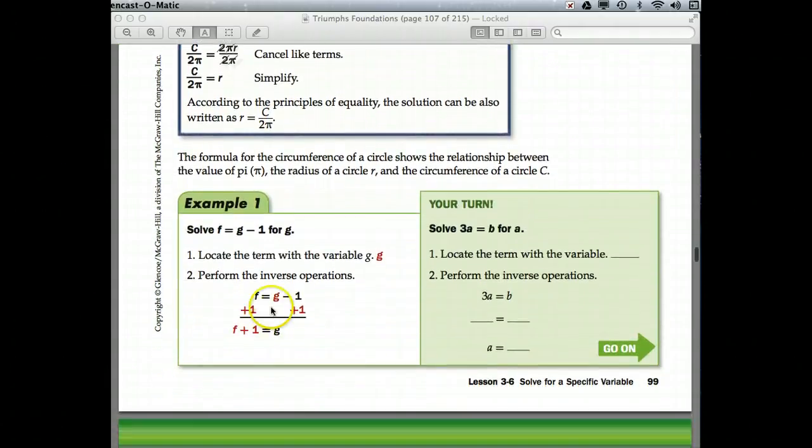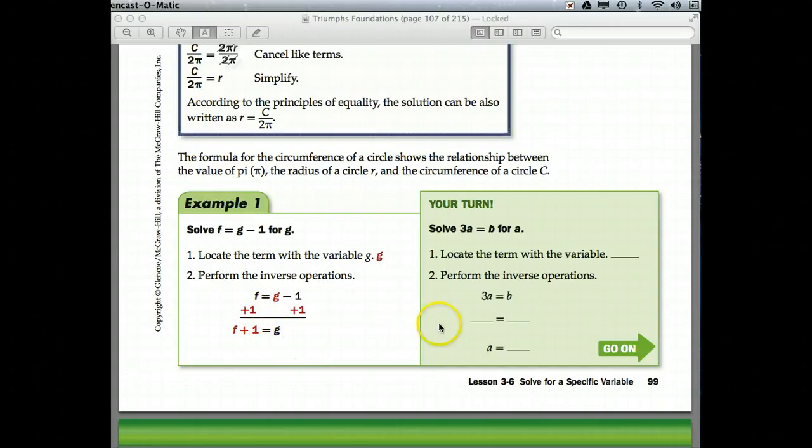Example 1. Solve f is equal to g minus 1 for g. Instead of saying f is equal, they want us to say g is equal. So this is the variable we're going to solve for. What operation is being performed with it? As you see, subtraction. So the inverse operation is add. We add 1 to both sides. So g is equal to f plus 1.